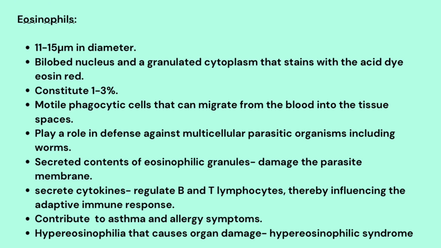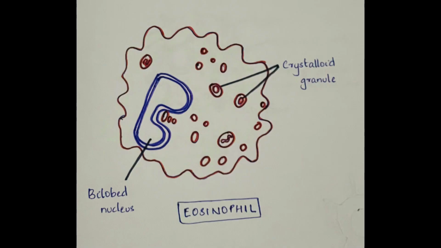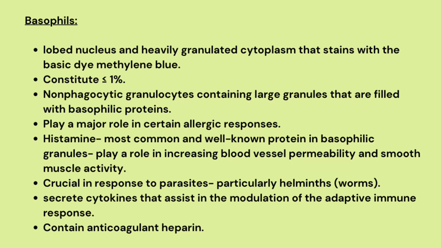Eosinophils also contribute to asthma and allergy symptoms. Hypereosinophilia that causes organ damage is called hypereosinophilic syndrome. This is the structure of eosinophil. It has a bilobed nucleus and you can see crystalloid granules are also present.